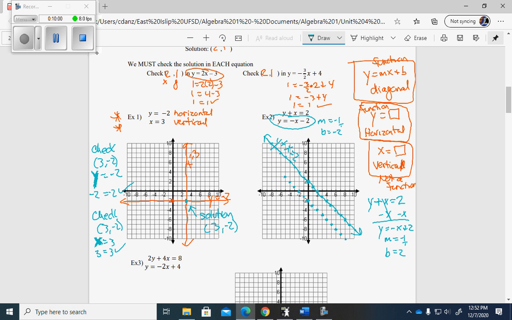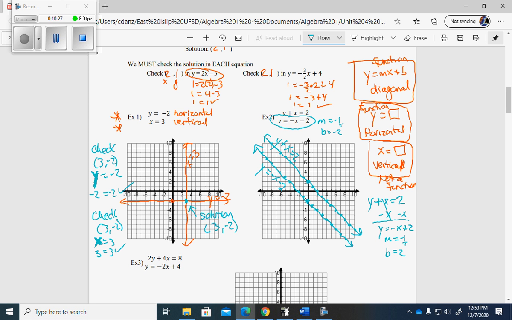And what you should recognize is that these lines are parallel. You should have known that already even without graphing, because we learned in our last unit that parallel lines have the same slope. So notice that the slope of the first equation is -1, and the slope of the second equation is also -1. So these lines are parallel.